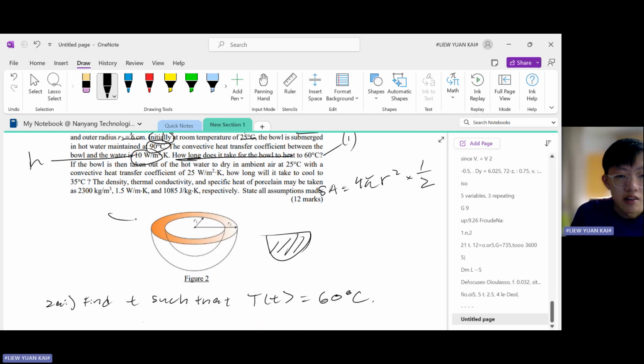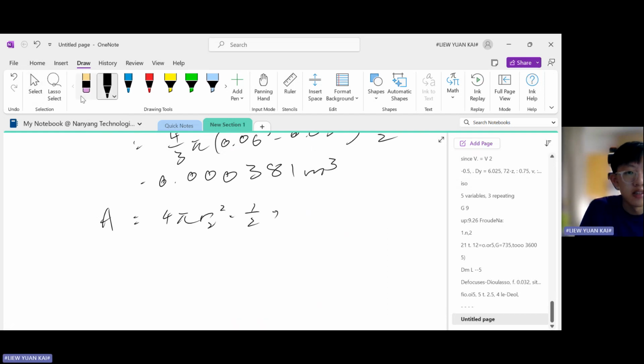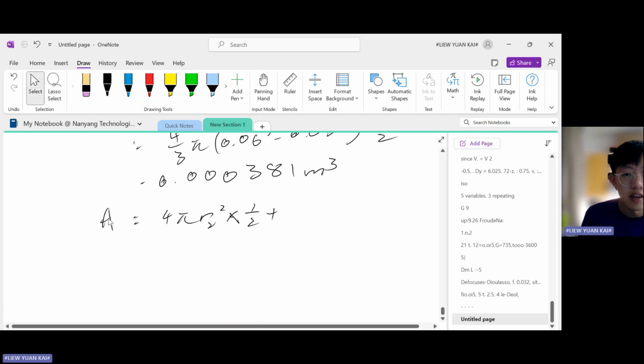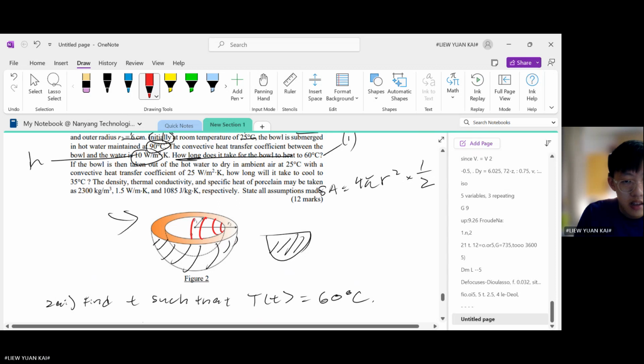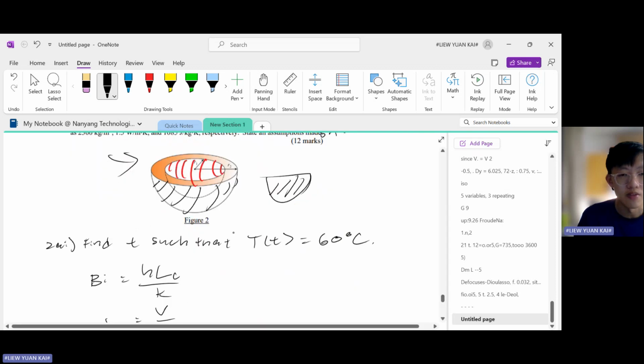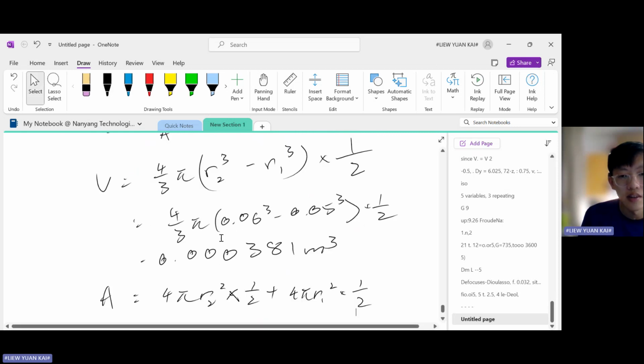So let's examine how to get the surface area of this ball. First thing first is we want to calculate this surface area, the bigger hemisphere. To do that, you take 4 pi r2 squared multiplied by half. Next, you need to add the next set of area. What's the next set of area that I want? I want the inner hemisphere. The inside face is also a hemisphere. So again I take the surface area of the sphere, 4 pi r1 squared, then multiply by half because it's a hemisphere.